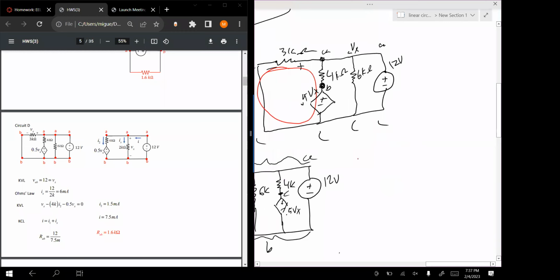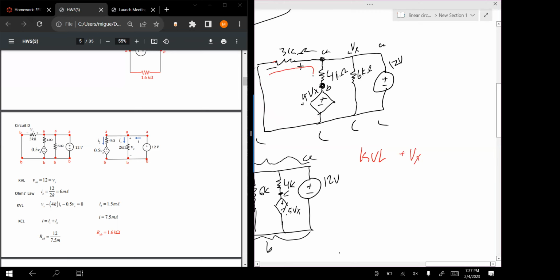So this KVL, it looks like this VX, which we were confused about earlier, pertains to the voltage across here. Oh, after you simplified it. Yeah, well, we're going back to the original circuit here, actually. So this is going to be plus VX.